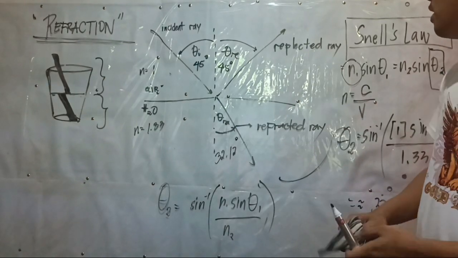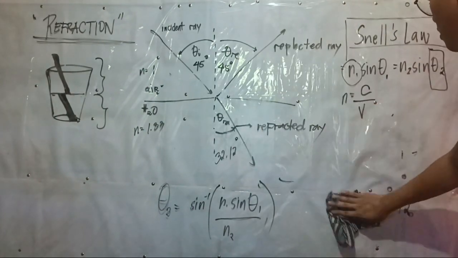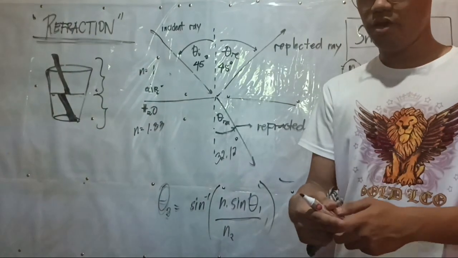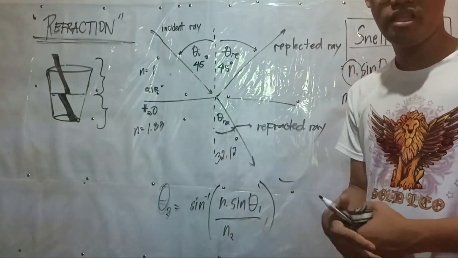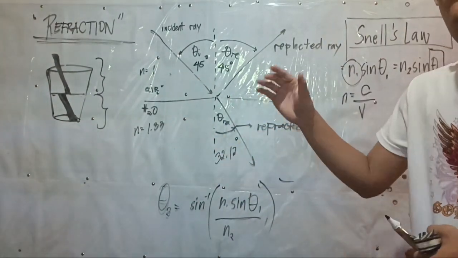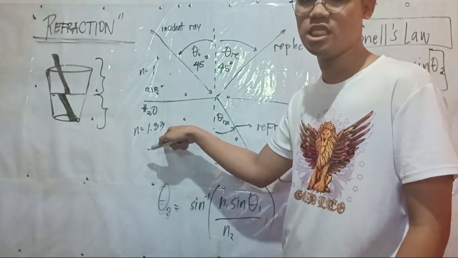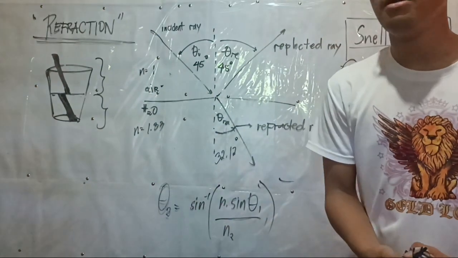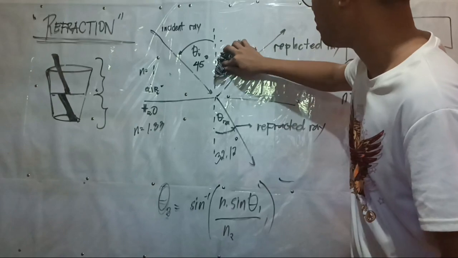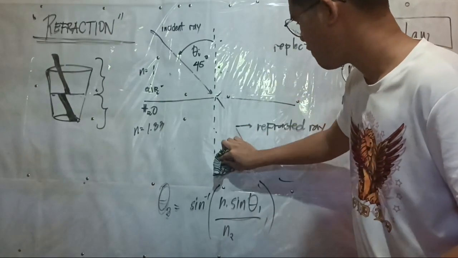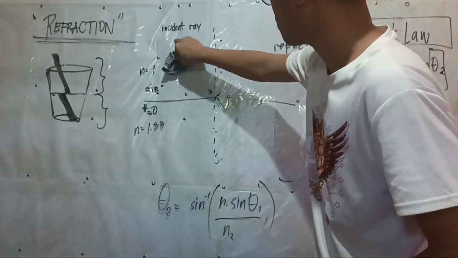So now, what about if we're going from a higher index of refraction to a lower index of refraction? If we look at going from 1 to 1.33, this is from low to high. Now what about if it is from high to low?